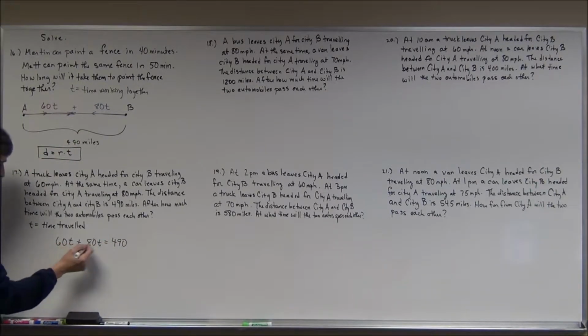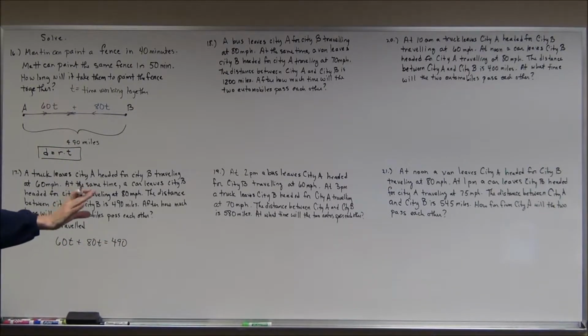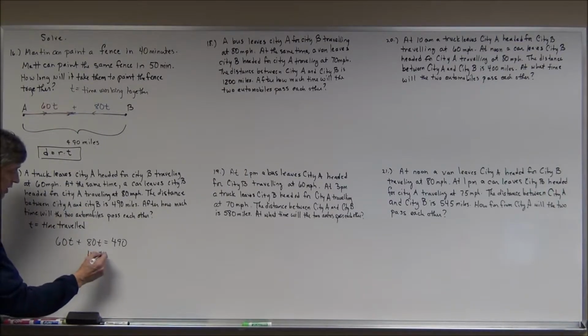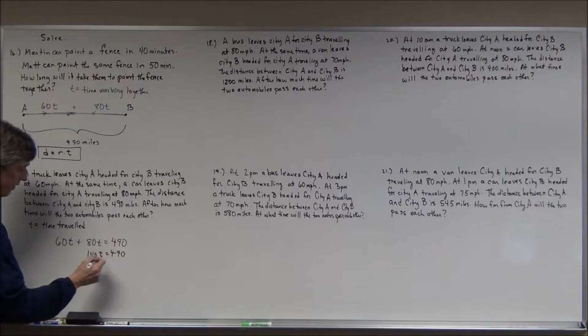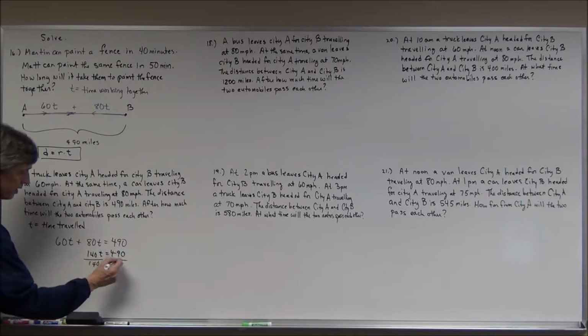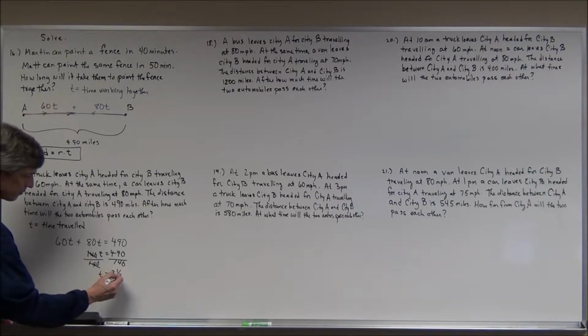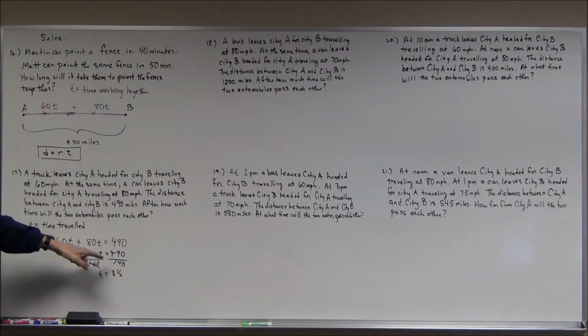This isn't so bad. You've got like terms, you have no fractions, so you don't have to worry about multiplying through. Combine like terms, you get 140t is equal to 490. Divide both sides by 140. And if I'm not mistaken, it goes in 3.5 times. Now you can double check my arithmetic on your calculator, and you can use a decimal here because it's a little more convenient.